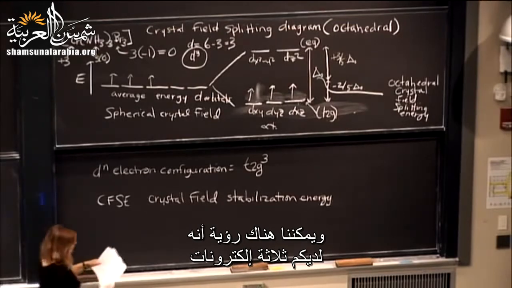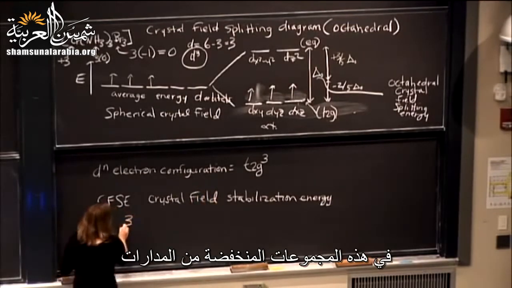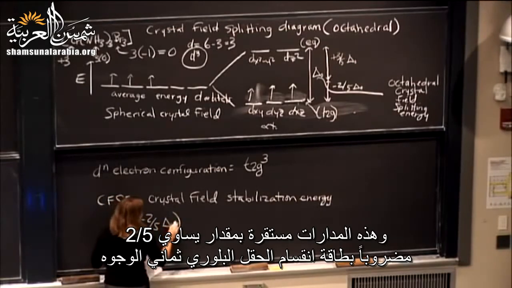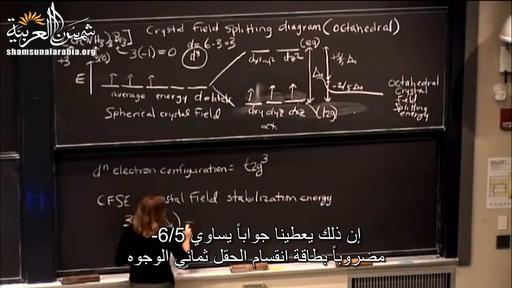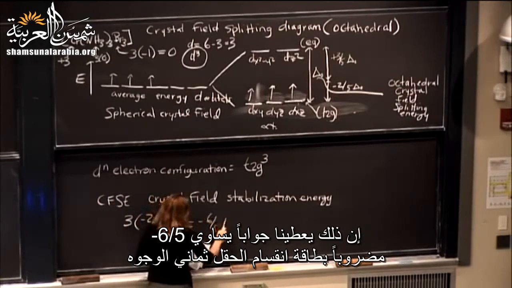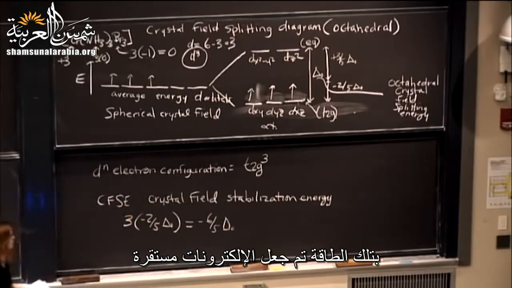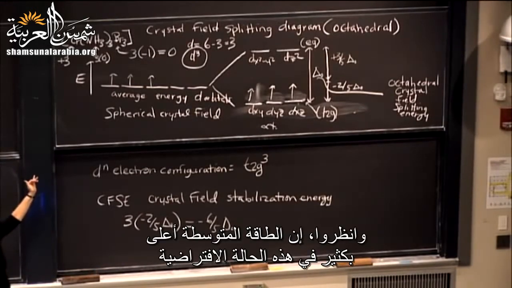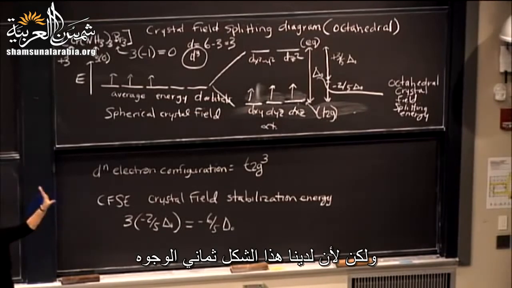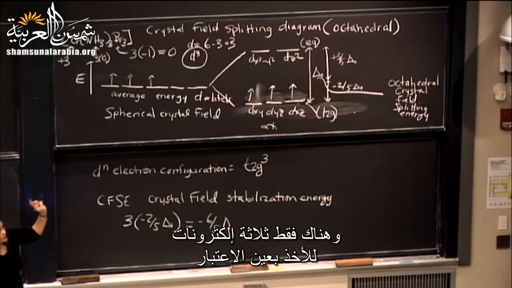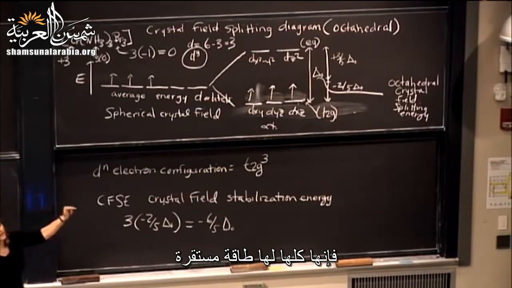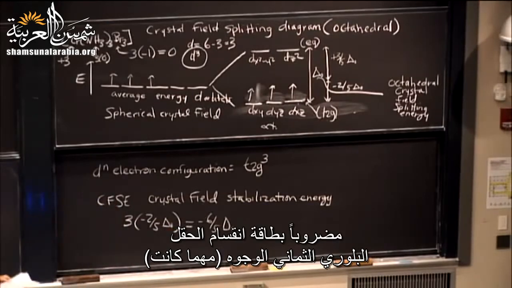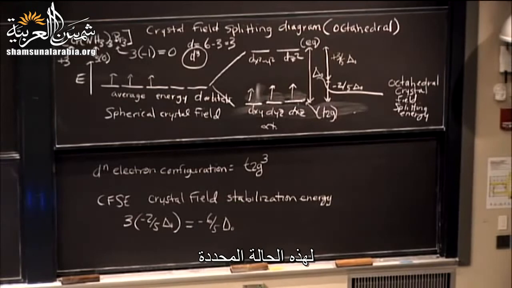And so what we can do there is you see that you have three electrons in those lower sets of orbitals, and those orbitals are stabilized by 2/5 times the octahedral crystal field splitting energy. And so that gives an answer of minus 6/5 times the octahedral crystal field splitting energy. So that's how much those electrons are stabilized. So they are lower in energy. See, the average energy is much, much higher in this hypothetical case. But because of having this octahedral geometry, and there are only three electrons to consider, they all go into the stabilized energy. And so they're stabilized by minus 6/5 times whatever the octahedral crystal field splitting energy is for this particular case.